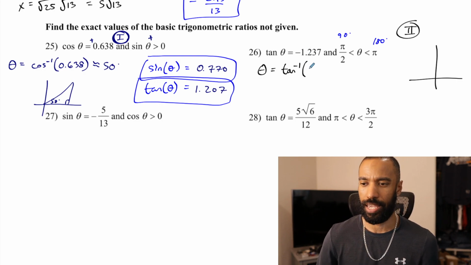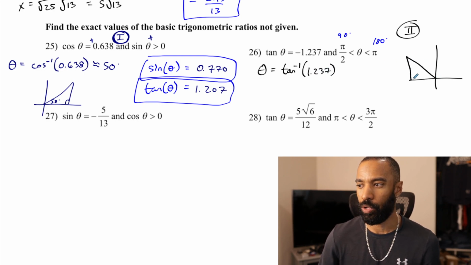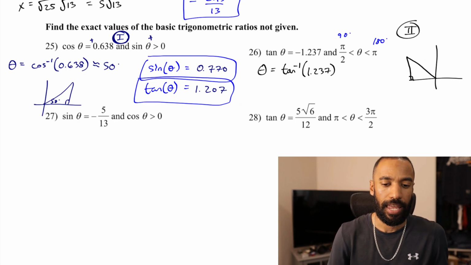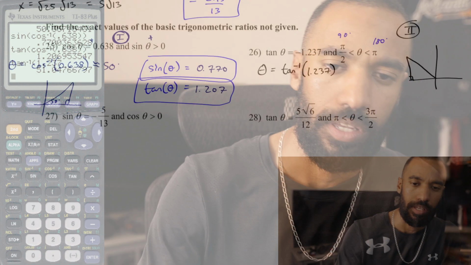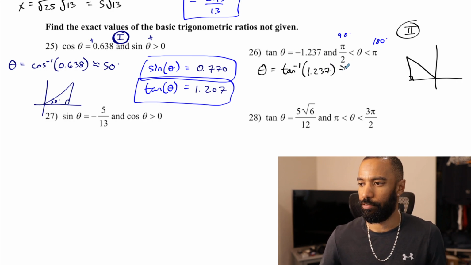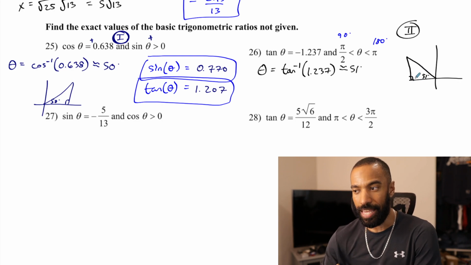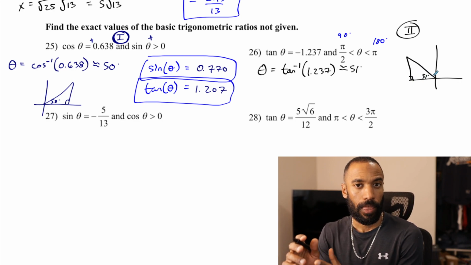Just do inverse tangent of 1.237 to get what the reference angle is, how large this is right here. That's all we care about. And again, do I care about the exact, actual angle? No, but I think tangibly you might want to see what this thing looks like. It's 51.04, so around 50 degrees again. So it's around 51.